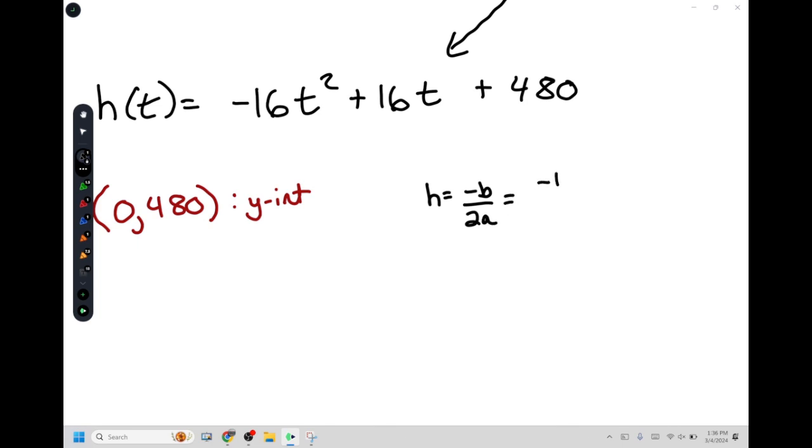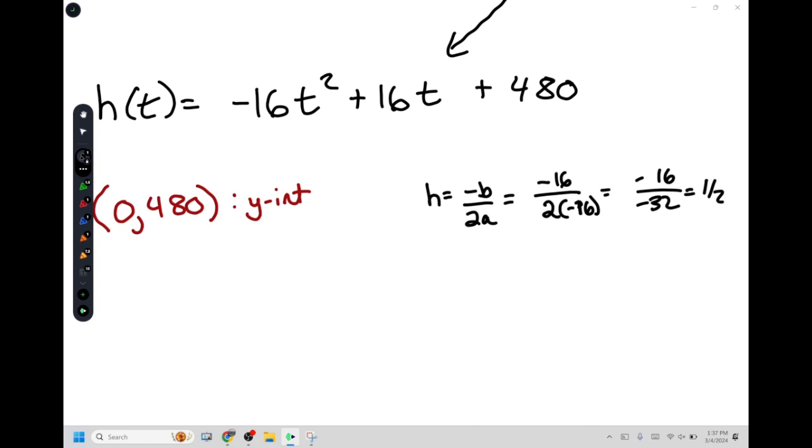negative b over 2 times negative 16, right? So negative 16 over negative 32, so 1/2. 1/2 doesn't make sense as a max height. Oh, you have to plug it in. 1/2 is actually the time when the ball's at the top.